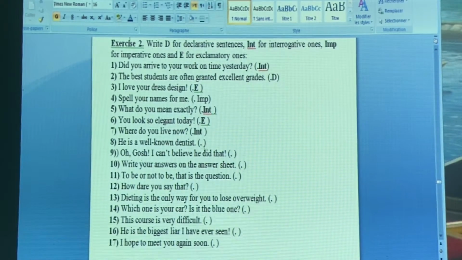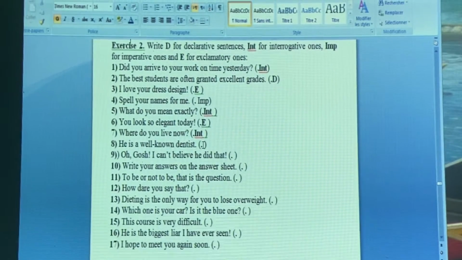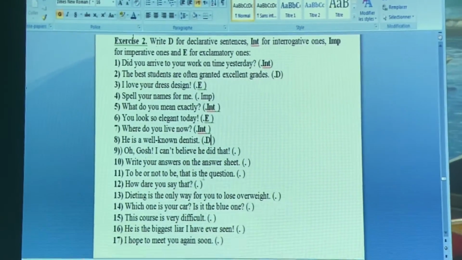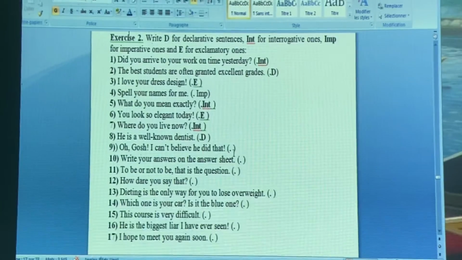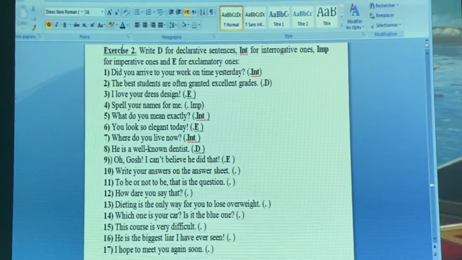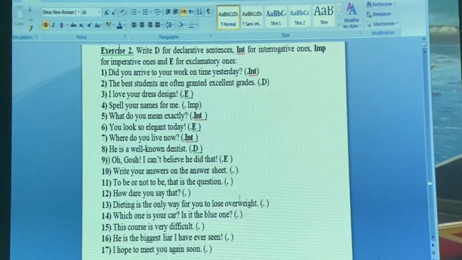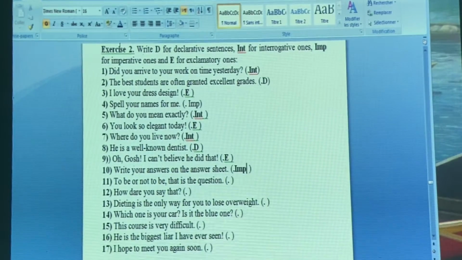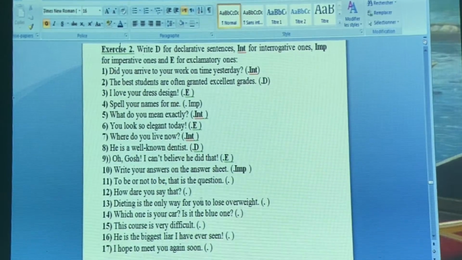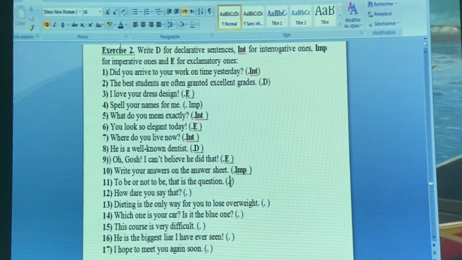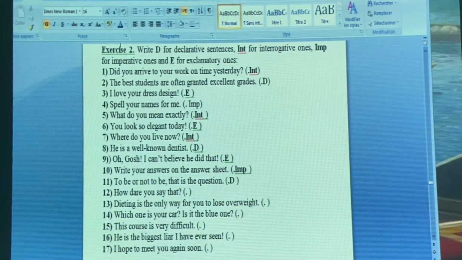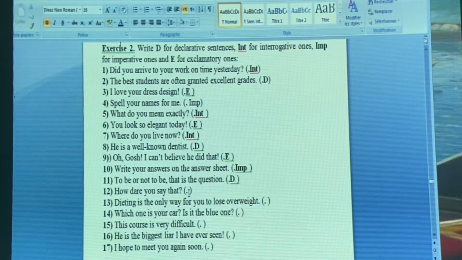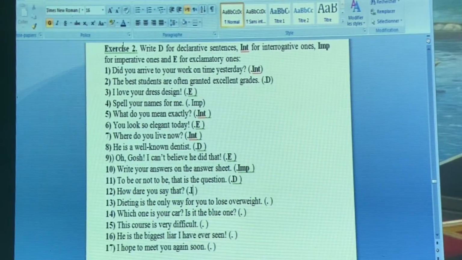He is a well-known dentist. This is declarative. Oh gosh, I can't believe he did that. This is exclamatory. Write your answers on the answer sheet. This is imperative, an imperative sentence. To be or not to be, that is the question. Declarative. How dare you do that? It's a question here, so it is interrogative.